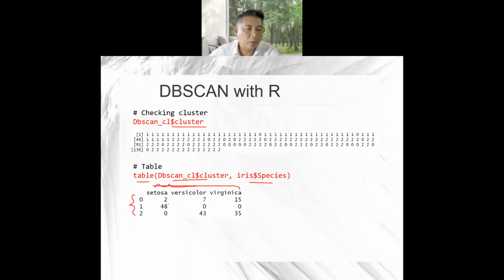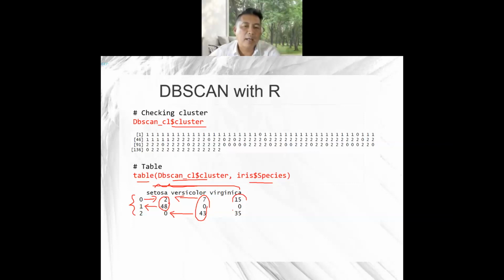So this one should be grouped together because they belong to Setosa. But two of them belong to cluster 0. Majority of them belong to cluster 1, so that's fine. For the Versicolor, it's supposed to be in one cluster, but this one, 43 of them belong to cluster 2 and 7 only belong to cluster 0. So that's fine because the majority of them belong to cluster 2.